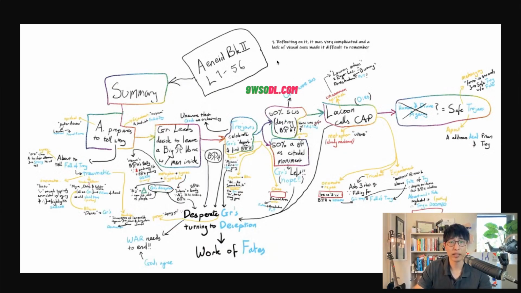This is something sent through by the same person again. They're saying that on reflection, it was very complicated and they found it difficult to remember. They thought it was because of the lack of visual cues that made it difficult to remember. But in reality, it's probably not. It's going to be due to the grouping of the information.